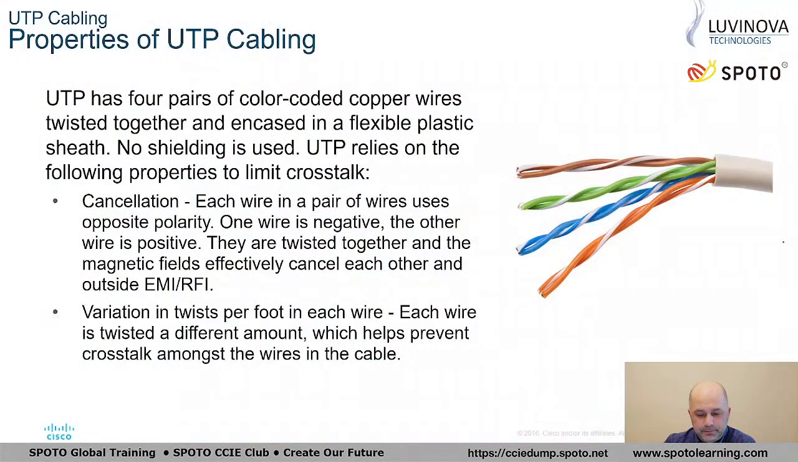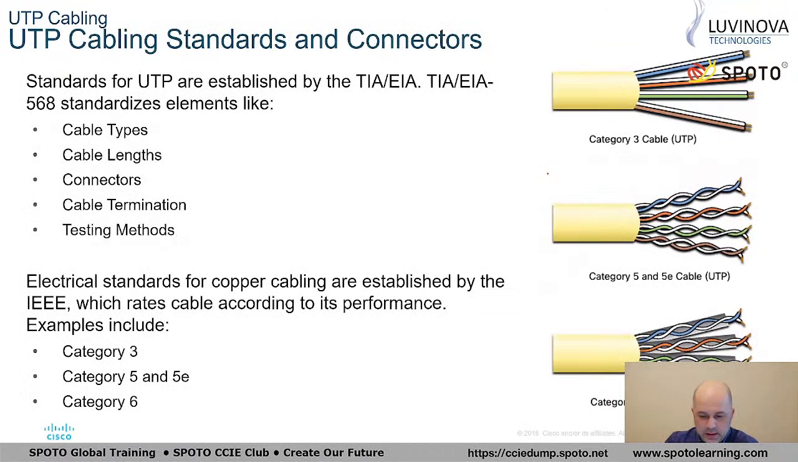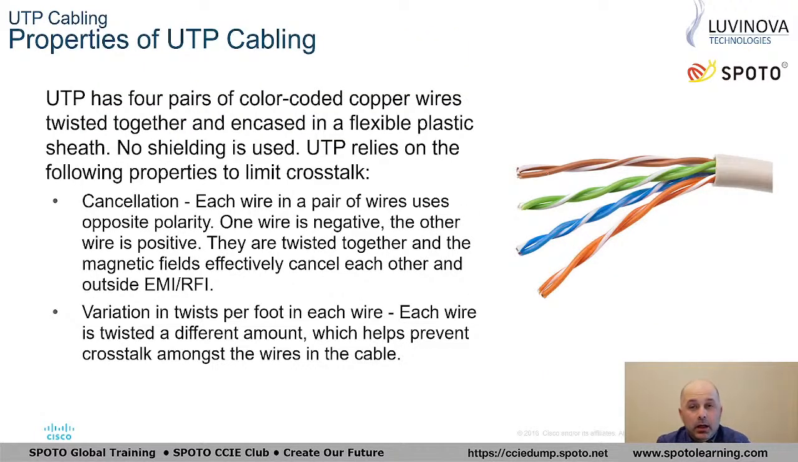UTP cabling has four pairs, and each pair has a color. The colors are orange, white orange, blue, white blue, green, white green, and brown, white brown. Depending on how you line up those wires, you can create two different types of cables, which we call straight-through cables and crossover cables. UTP cables have four pairs, divided by color.